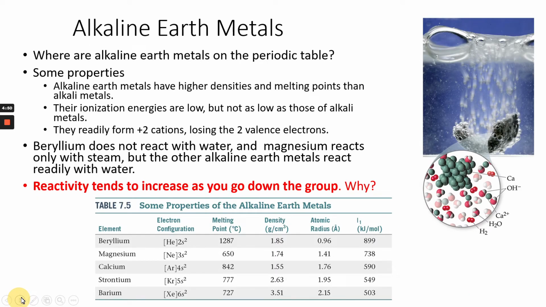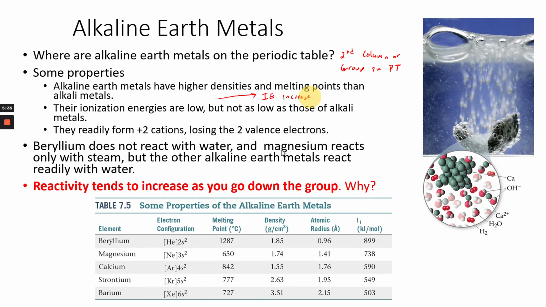So your alkaline earth metals are the second column or group in the periodic table. These metals have a higher density and melting point than the alkali metals. Their ionization energies are low, but not as low as the alkali metals. Because remember, what happens as you go across to your ionization energy? Ionization energy increases. And this group is to the right of the alkali group. They will readily form +2 cations, so they like to lose 2 valence electrons.